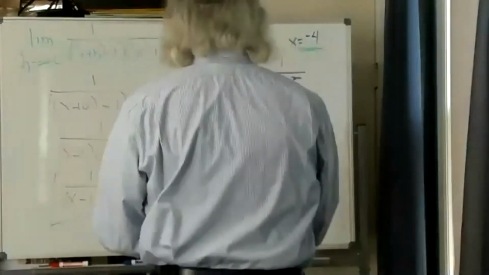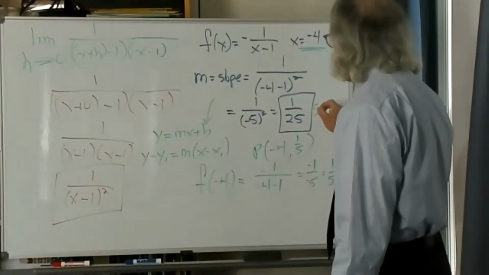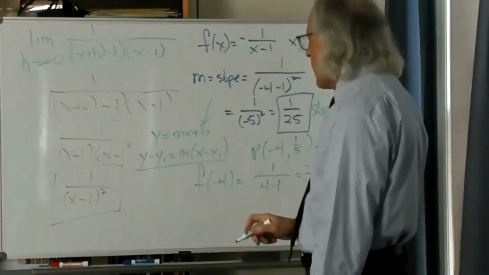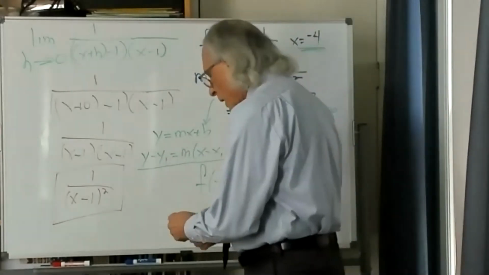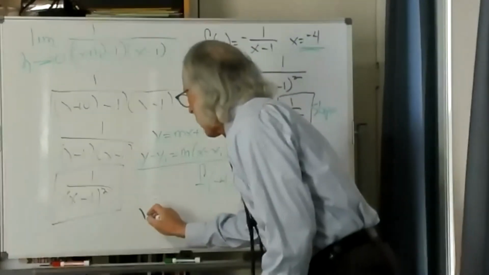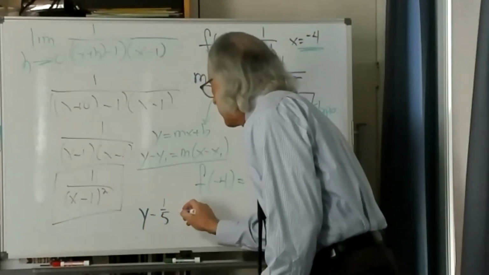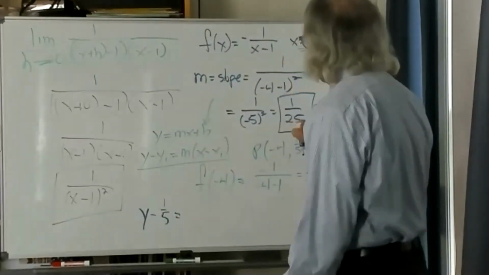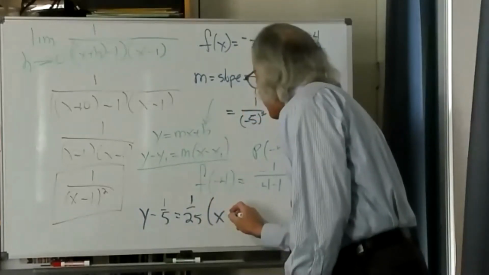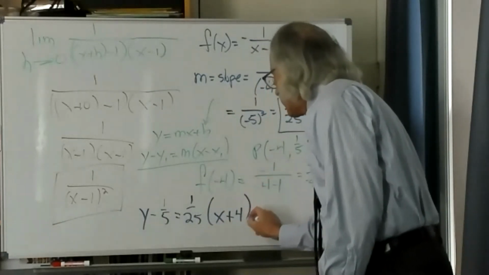So now I have a point. I have the slope. I'm going to use the point slope form of the equation of a line. So I'm going to say that the equation of my tangent line is y minus my y value, 1/5, is equal to m, 1/25, times x minus my x value. So x minus -4 would be x plus 4.